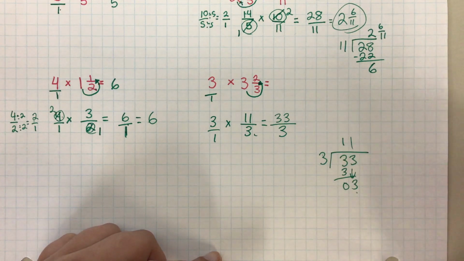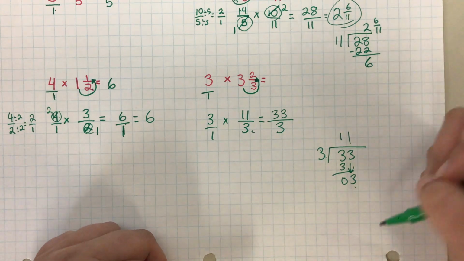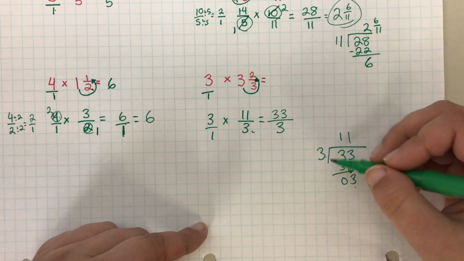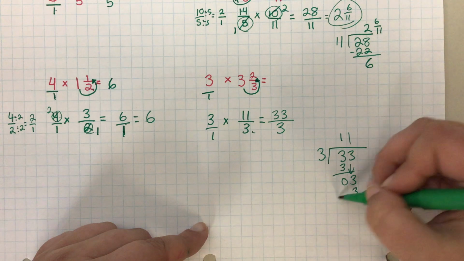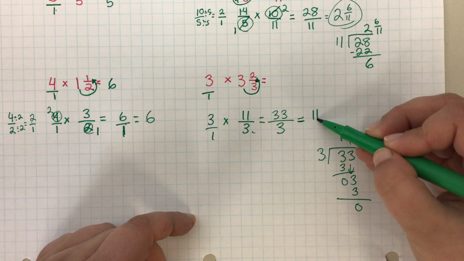Oh, if you were smart, you might have caught that it fits in 11 times already. Silly Miss Raymond did not catch that, but who knows, maybe she'll catch it next time. So 3 times 1 gives me 3. I have no remainders, so this is equal to 11.